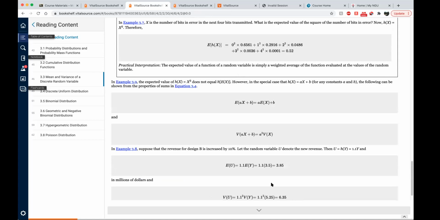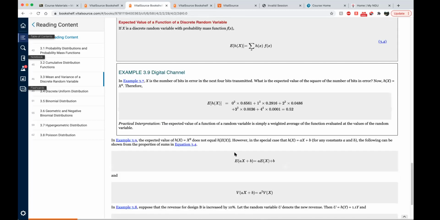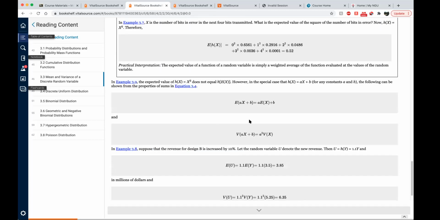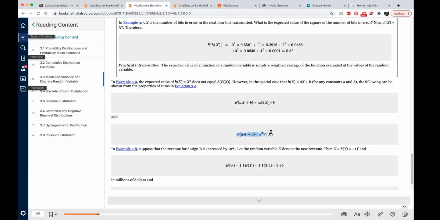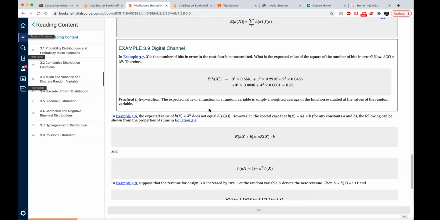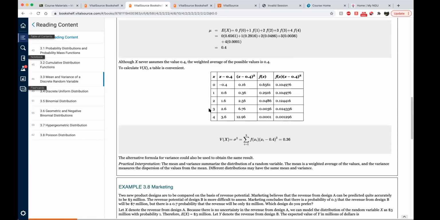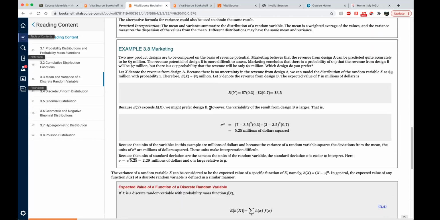So please review the examples I didn't cover in your lecture, and also look at the proof of these two. It's quite simple, in my lecture note. So I covered 3.2 and 3.3. The next time I'll cover 3.4. So let me stop here.